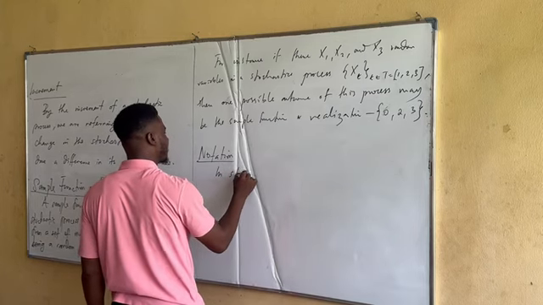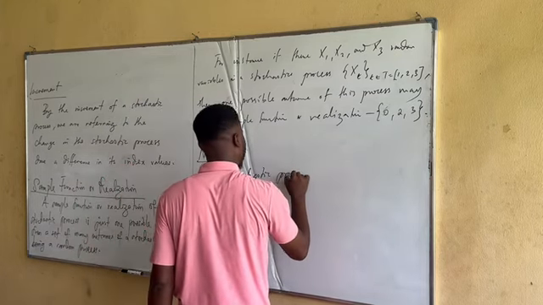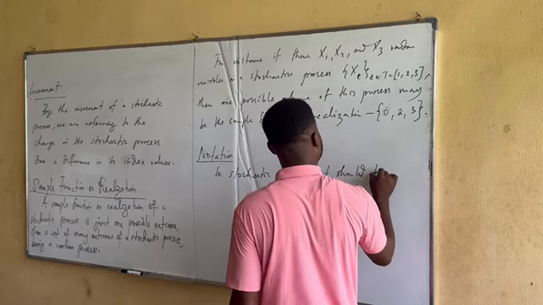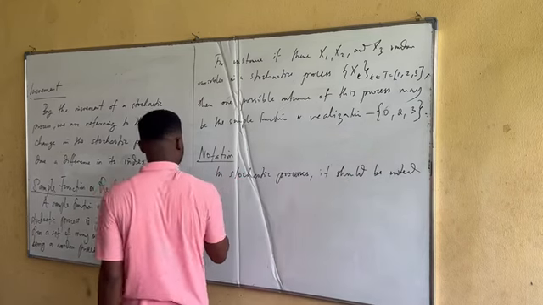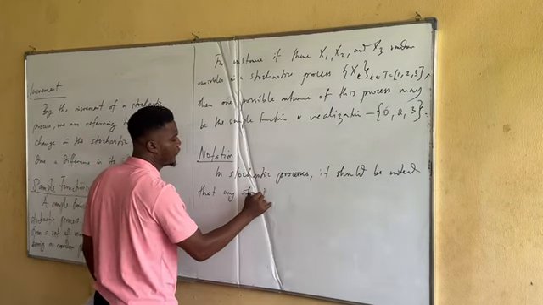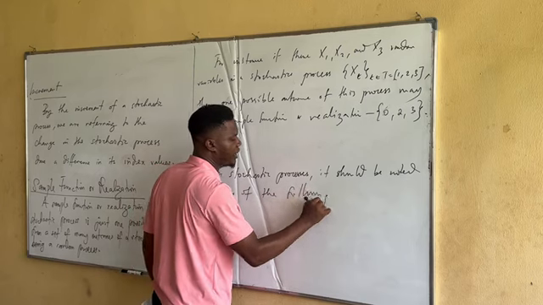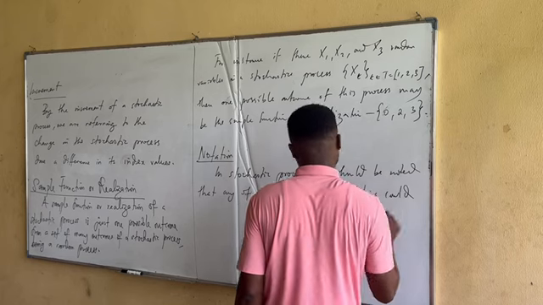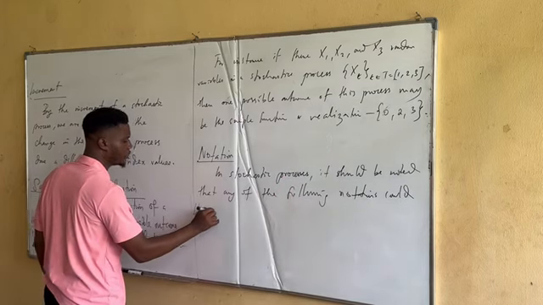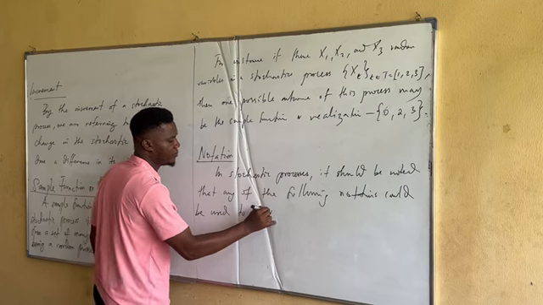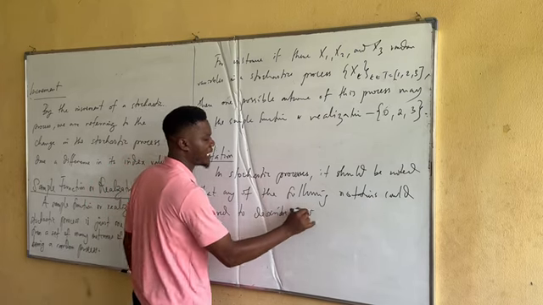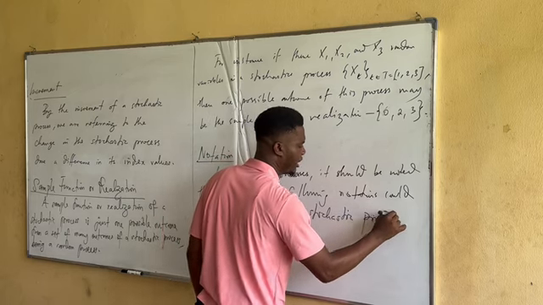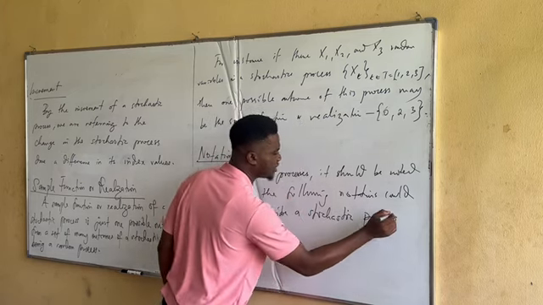In stochastic processes, it should be noted that any of the following notations could be used to describe a stochastic process. Any of the following notations could be used to describe a stochastic process.